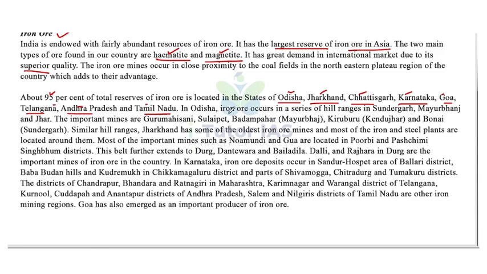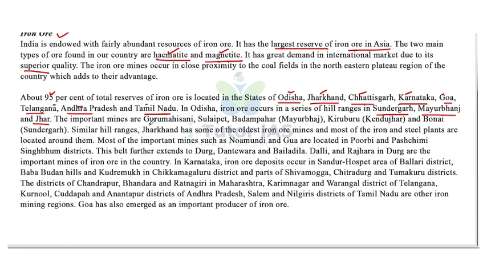In Odisha, iron ore occurs in a series of hill ranges in Sundargarh, Mayurbhanj, and Jhar.